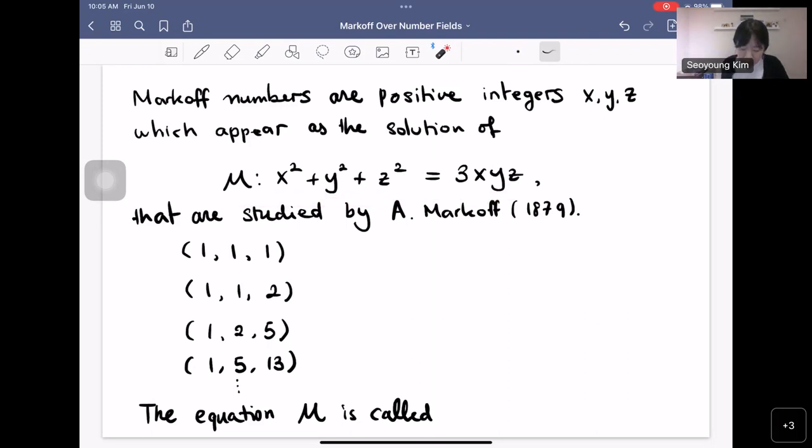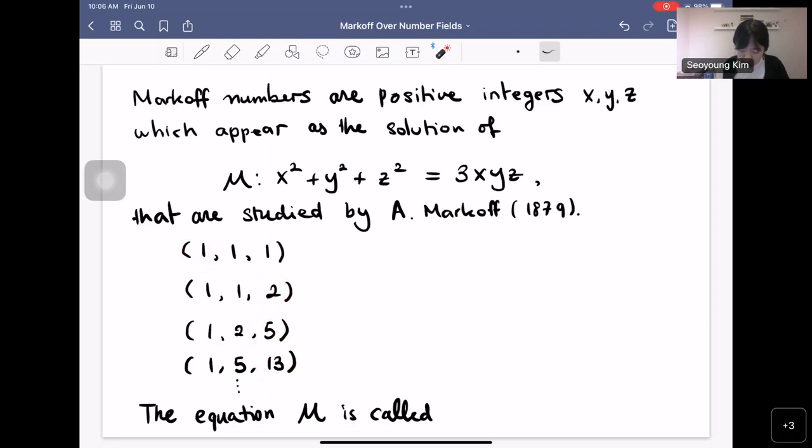The second simplest solution can be found by fixing x and y to be one. Then solving for z, whenever z is equal to two, that also serves as a solution of this equation. The next solution can be obtained by fixing x and y to be one and two. Surprisingly, the triple one, two, five is also a solution, and so on. The numbers you find, such as 1, 2, 5, and 13, are what we call Markov numbers.